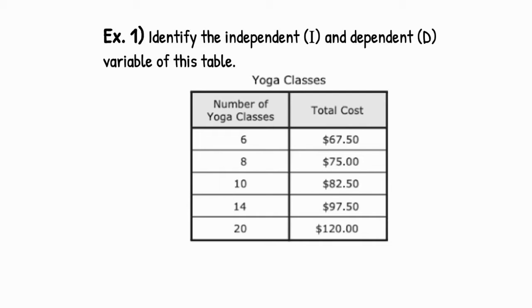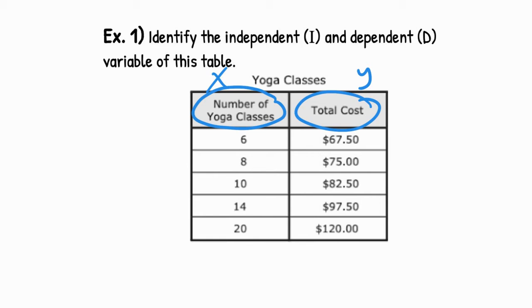So let's look at the first example. Example 1, identify the independent and dependent variable of this table. We have two things going on in the table: the number of yoga classes and the total cost. If we look closely, we have to compare which one causes a change in the other. In other words, each class we take, we pay for. So each class we take costs us more money. The number of classes will determine our cost. The number of classes changes the number that we pay.